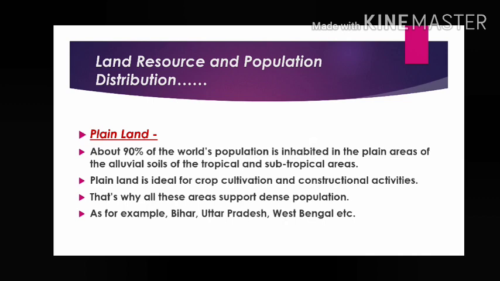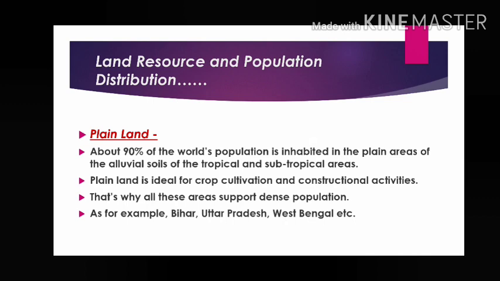That's why plain land is ideal for crop cultivation, because I have already told, plain land with alluvial soil means it is the ideal place for crop cultivation. And if crop cultivation is good, that means what? The people will definitely love to choose this place, because they want to live there, they want to do their economic activity. And plain land means we can easily do the constructional activities. That's why all these areas support dense population.